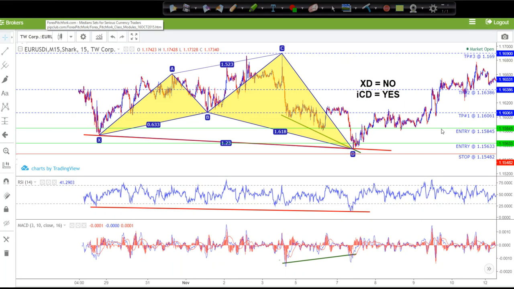All right, so here you have another one. Now this is a shark too, but guess what? XD, there is essentially no divergence. This RSI is still pointing somewhat down. In terms of the ICD, inside that channel, we have divergence. RSI pointing down, MACD pointing up.